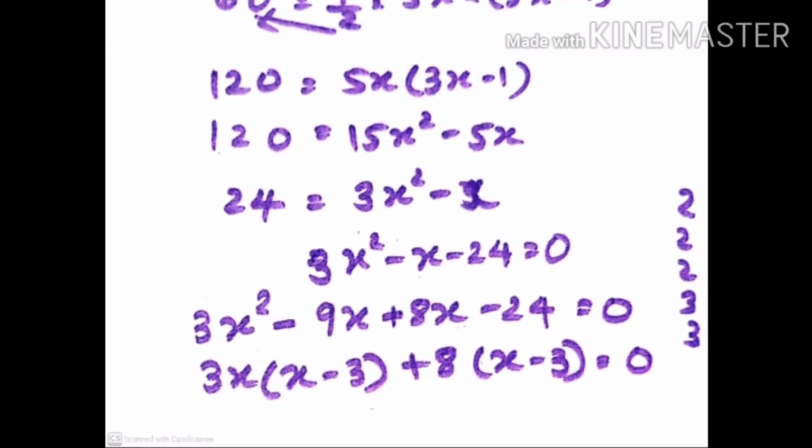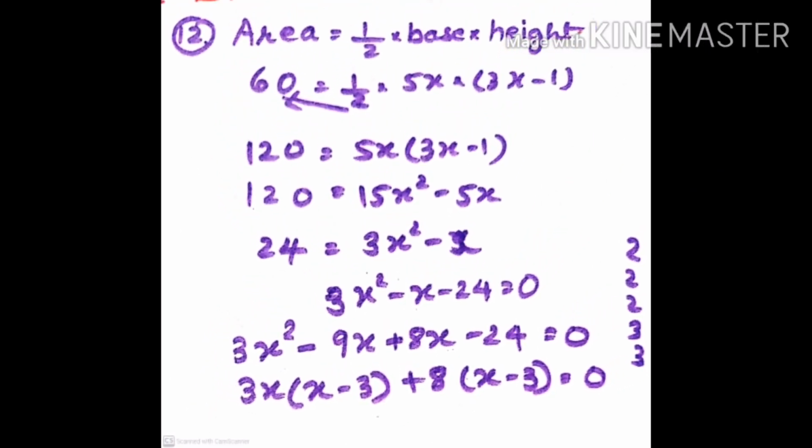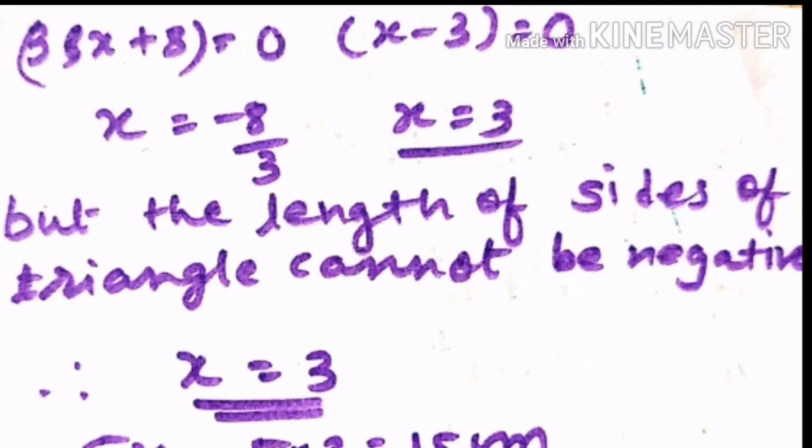So we have to take both the brackets equal to 0. That is 3x plus 8 is equal to 0 and x minus 3 is equal to 0. So x is equal to minus 8 by 3 and x is equal to 3. But the length of the sides of a triangle cannot be negative. So we just reject our x is equal to minus 8 by 3 value and we take x is equal to 3 as our answer.